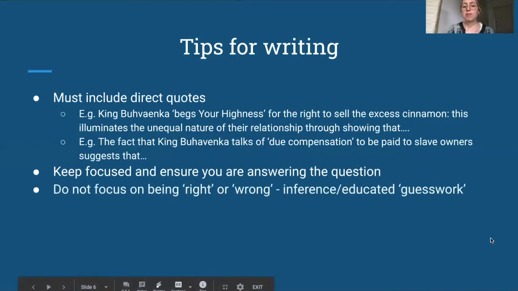Do not focus on being right or wrong. I think this can be quite a difficult concept to master as part of source analysis. The reality with a lot of these sources, and probably in particular the ones that will be set for you as part of the history aptitude test, is that nobody really knows. All you can really do at this stage, with only a limited amount of information, is make the best inferences that you can. What this often comes down to is something known as educated guesswork.